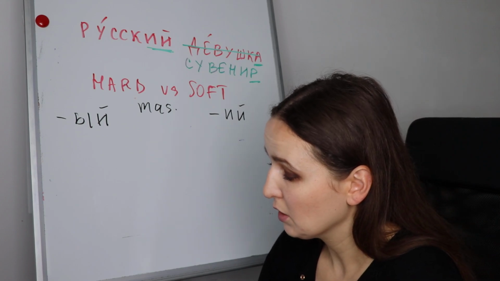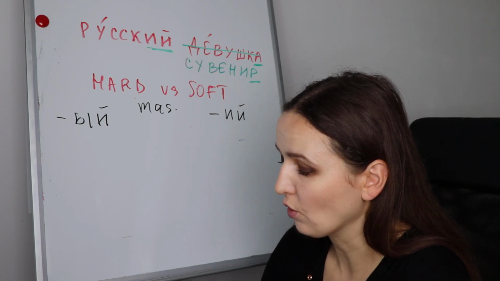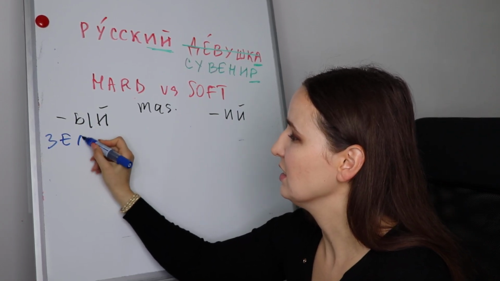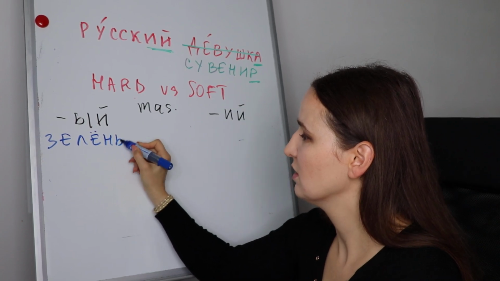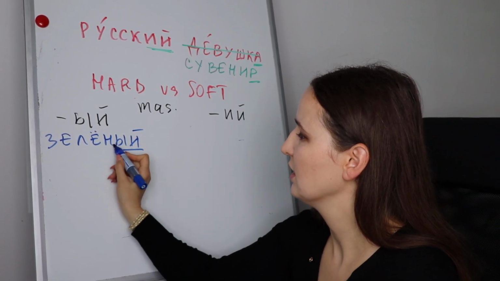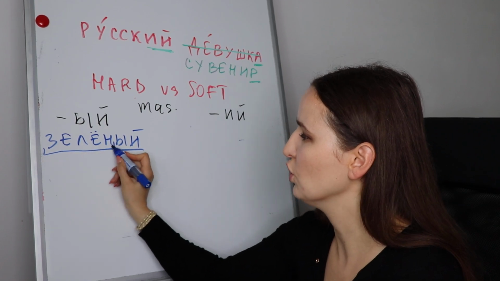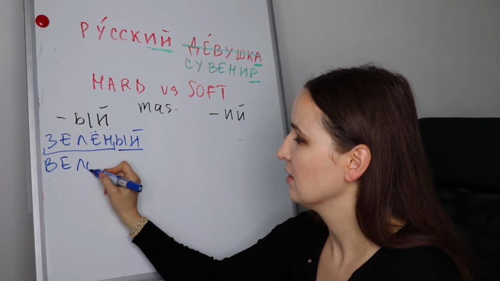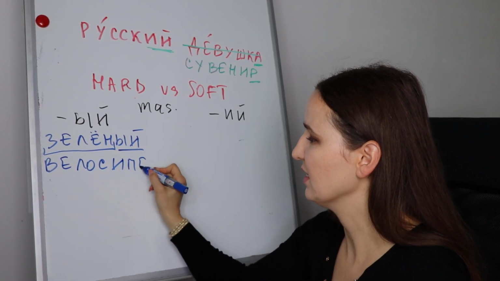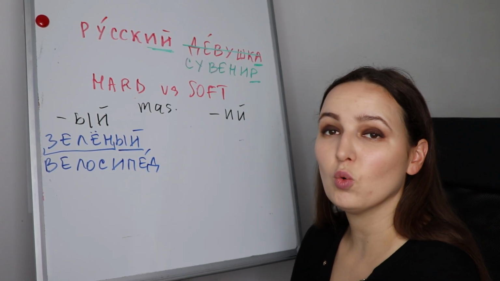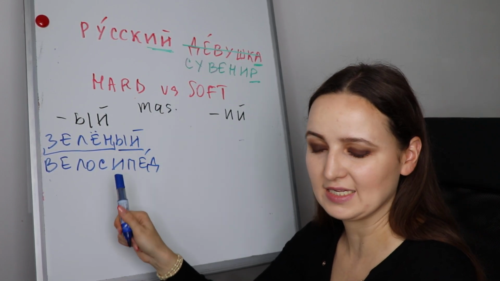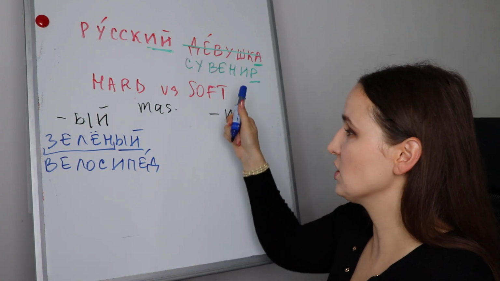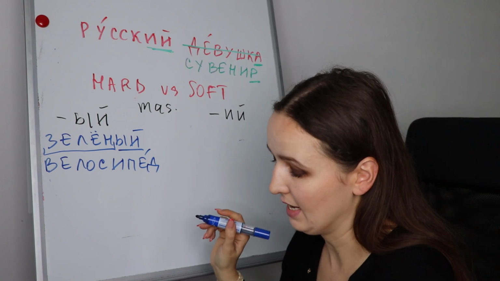For example, чистый. Now let's take an example with N. Зеленый велосипед. Зеленый, hard. Зеленый велосипед. Green bicycle. And let's compare it with a soft adjective with ий ending.